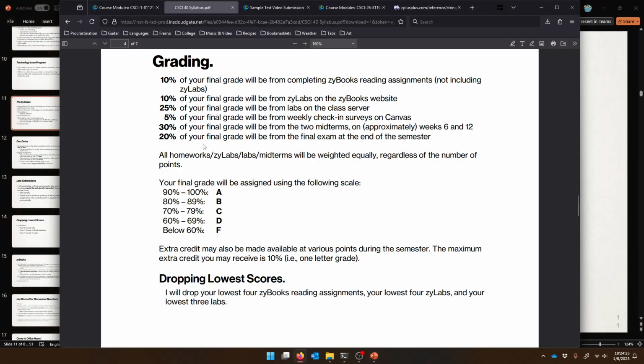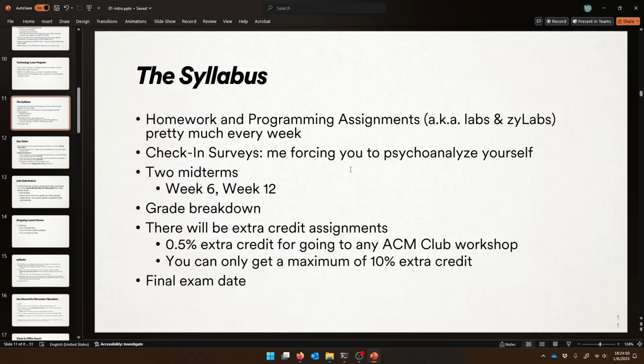And those will make up a few bits of your grade, right? So 10% of your grade is going to come from reading your textbook and interacting with it. I'll show you that in a second. And then 10% of your grade will come from doing programming assignments in your textbook. But that's all to get you ready for a good chunk of your grade. That's going to be programming assignments on our class server. I call those labs. And this is where the meat of your grade is coming from. So those are things you can expect to see.